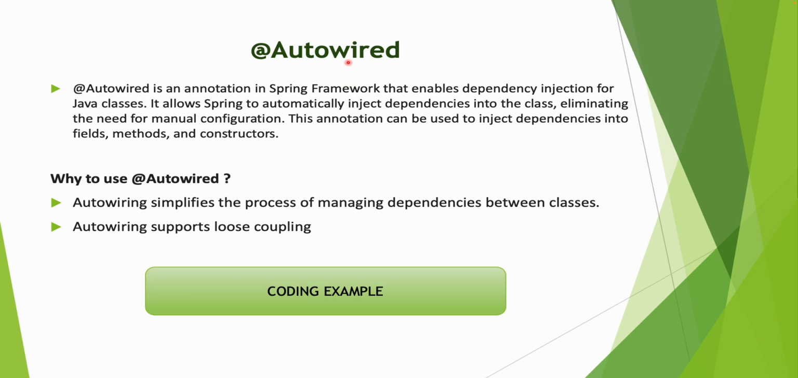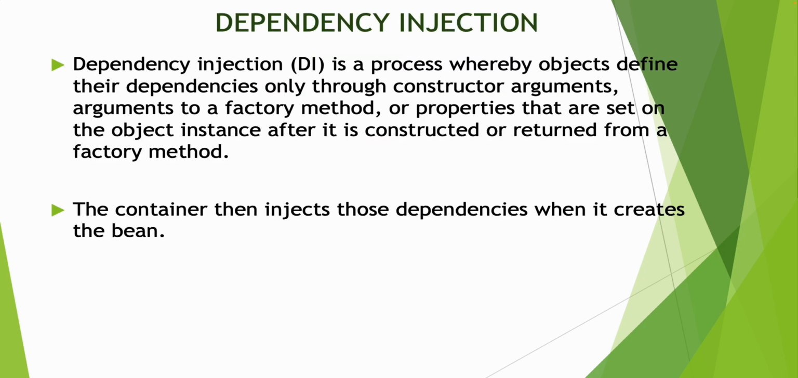Let's start with the Autowired annotation today. To understand the Autowired annotation, we need to know what dependency injection is. So let's first see what dependency injection is, then we'll go and see what the Autowired annotation is. So, what is dependency injection? Let's try to understand this through an example before we see what is specified in the Spring doc.